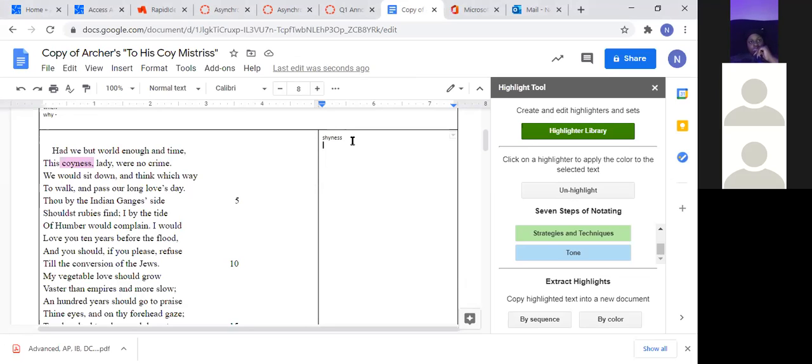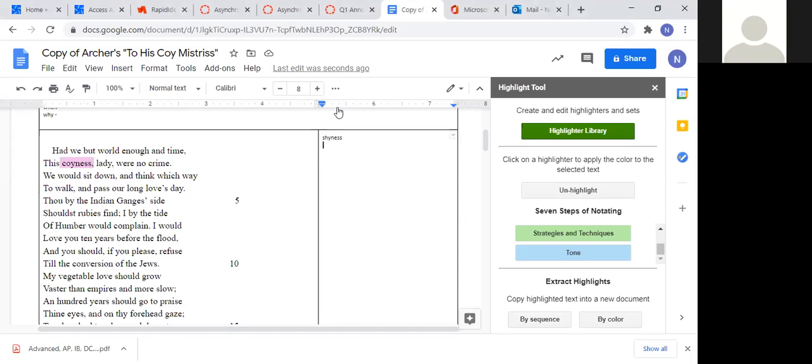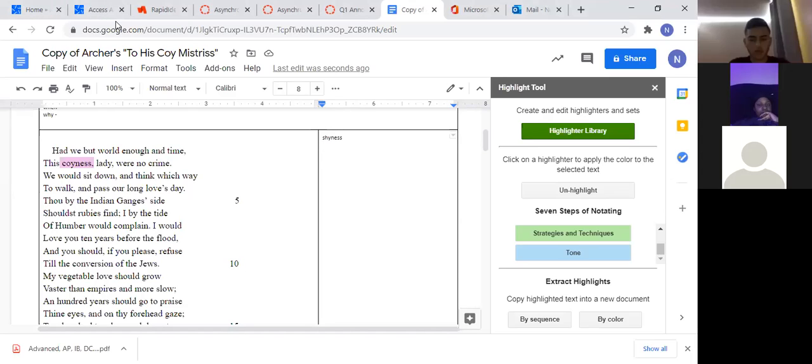So when it begins, there again, just like with the flea, is that persuasion? Had we but whirled enough in time, this coyness lady would be fine. It would be okay for you to be shy, but we don't have time. At least you get that feeling that's what he's trying to say. And then we get some things that are probably difficult that you might need to look up or understand.